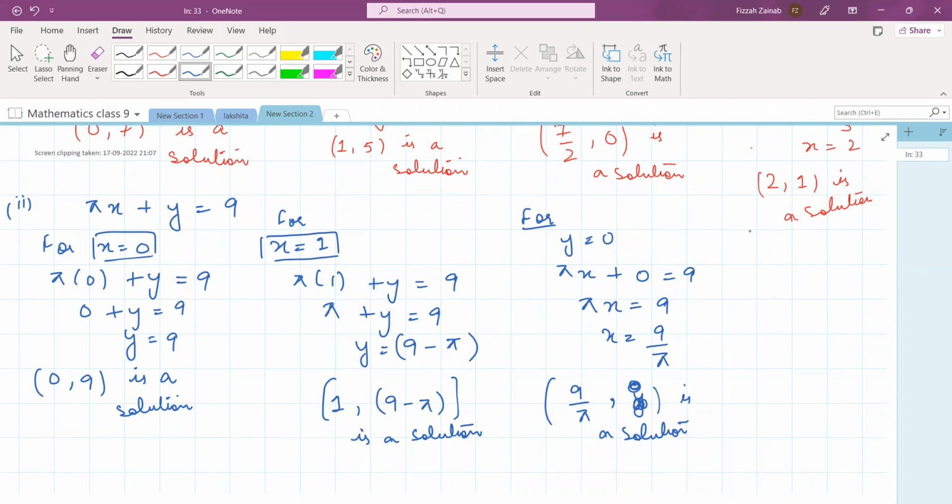Now we can take y is equal to 1. For y is equal to 1, let's see. Pi x plus 1 is equal to 9, right? So pi x is 9 minus 1, that is 8. So x is equal to 8 divided by pi. So again, 8 divided by pi and y is 1 is a solution.